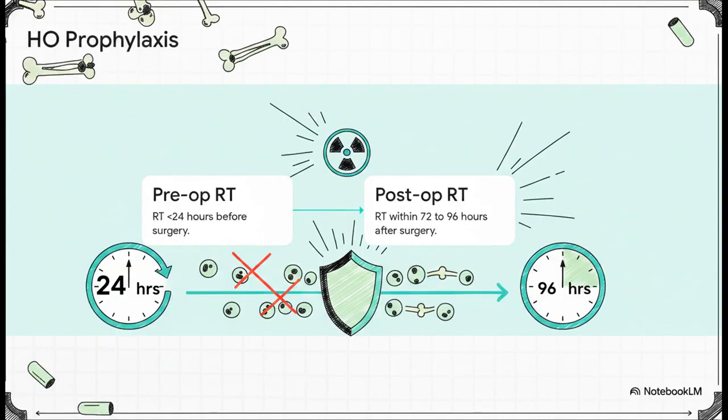First up is heterotopic ossification, or HO. This is that mature bone formation you see in periarticular soft tissue, usually after a major hip arthroplasty. Timing is literally everything here. You have two incredibly strict perioperative windows. You either radiate less than 24 hours pre-op, or you deliver it within 72 to 96 hours post-op. Why the rush? Because you have to intervene before mesenchymal cell differentiation happens. If you miss this window, the prophylaxis just flat out won't work.